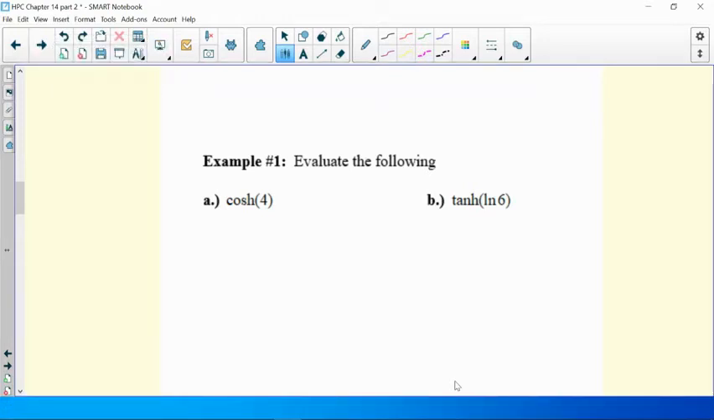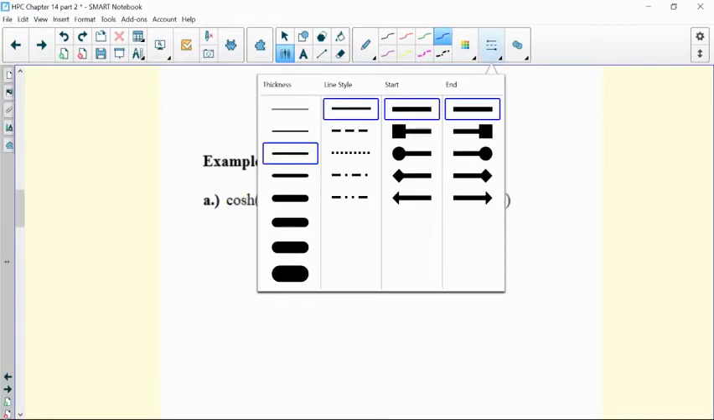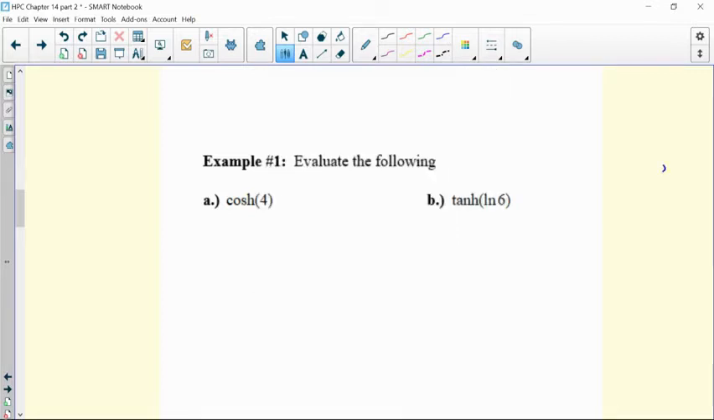Okay, so in this video, the second one of our study of hyperbolic trig functions, we're just going to get used to some of those functions and evaluating them. I don't really need a calculator for this. I'm just going to leave it in terms of e's or natural logs, just to get practice with the function. So the first one says evaluate hyperbolic cosine of 4.